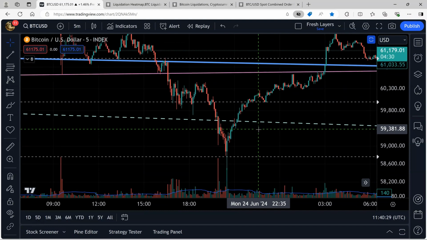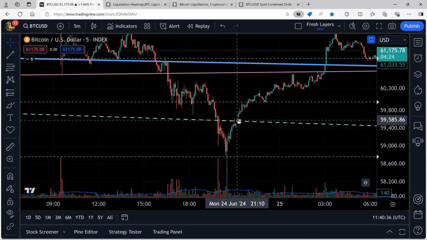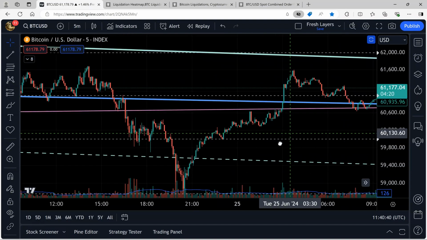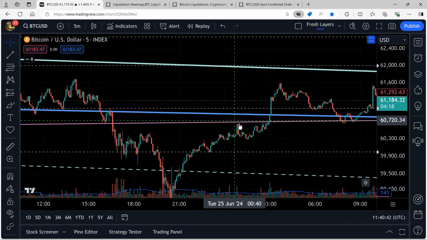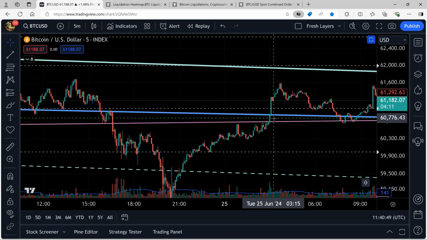And then reclaim the center line of the green channel. That's just an alert line. You can see that we got rejected from the top of the pink parallel channel here. It acted as resistance, and then we finally broke through it.